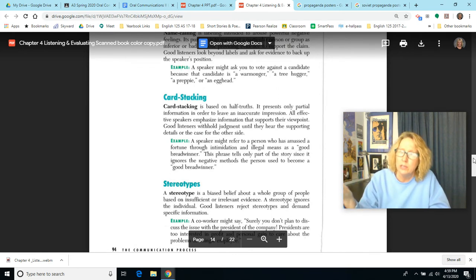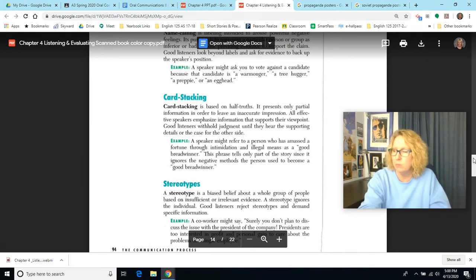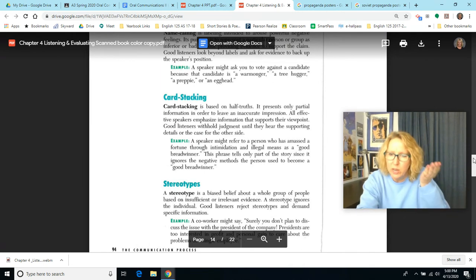So it says a speaker might refer to a person who has amassed a fortune through intimidation and illegal means as a good breadwinner. But this phrase only tells part of the story, since it ignores the negative methods that the person used to become the good breadwinner. Wow, you've become so rich, but where's the rest of the cards, right? How'd you get the money?